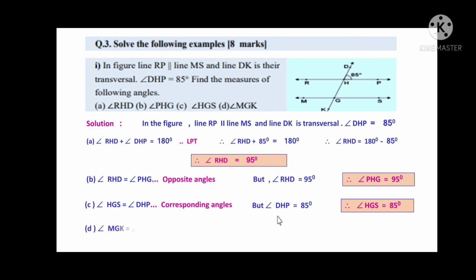And the last one, here angle MGK is equal to angle HGS. MGK and angle HGS, these two are again forming the opposite angles. We know that opposite angles are congruent. But we have that angle HGS is 85. Therefore, we will get that angle MGK is also equal to 85.